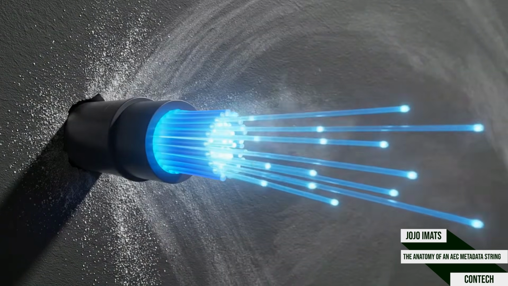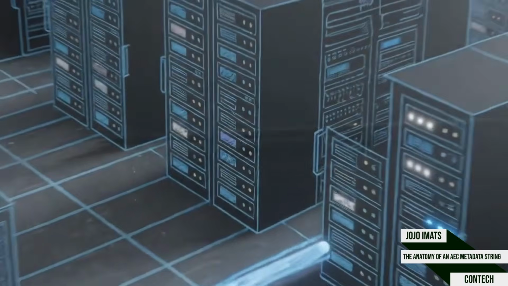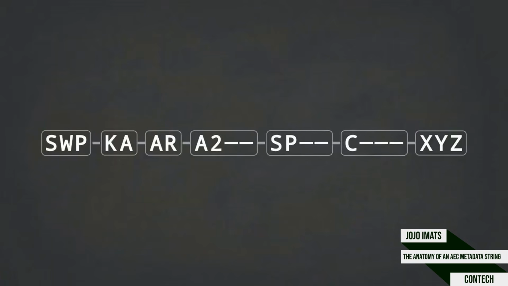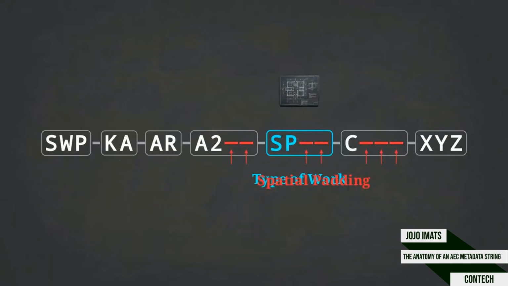This logic scales from the micro level of layer naming up to the macro level of managing files in a common data environment. This is the CP83-3 file naming standard applied to a complex real-world string. The project identification field, SWP, immediately associates the file with the Southwood Point project. The author field, KA, identifies the specific individual or firm originating the file. Next is the recurring discipline code, AR, confirming architectural ownership. The zone block, A2, isolates the file to a specific physical location or phase on the site. The type of work block, SP, defines the file content as a site plan.